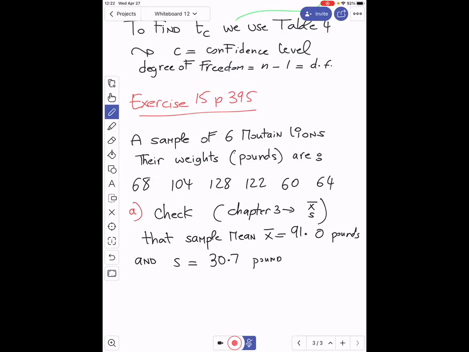All right, so this is from chapter 3. There's nothing new here. We have a sample with 6 data values, and you're supposed to know how to compute the X bar and the S. This is from chapter 3.